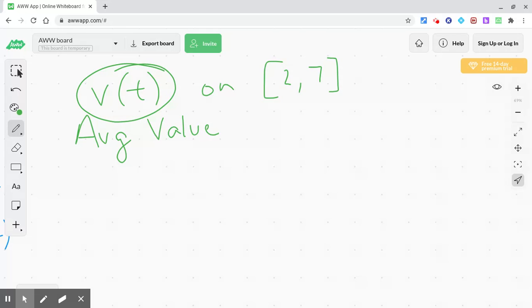We could do that by taking 1 over 7 minus 2 times the integral from 2 to 7 of v of t dt. That would give us our average value. Whatever the function is, we take the antiderivative, plug in 7, plug in 2, and multiply by 1/5. Great. But let's think about what this actually is doing here.